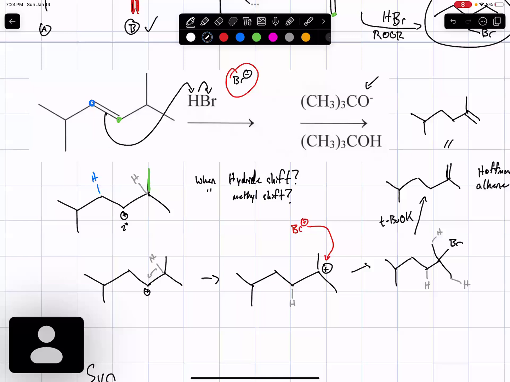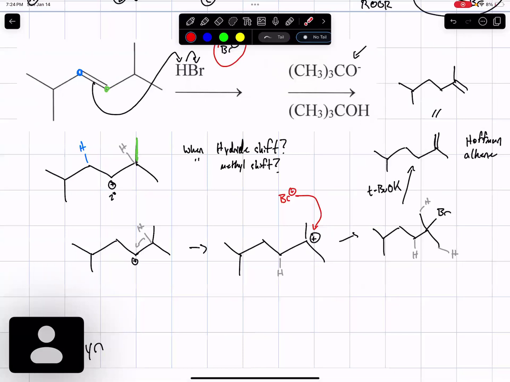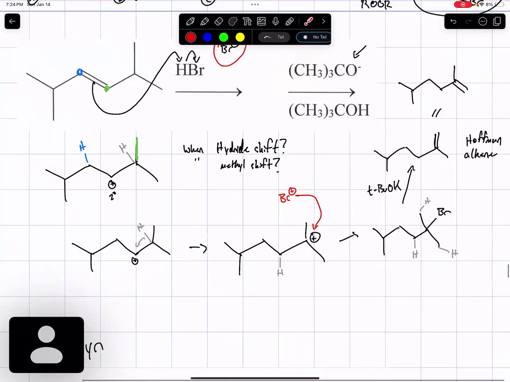So the point with this question is determining, okay, when do I hydride shift and when do I methyl shift? I hydride shift because I made the more stable carbocation, which allowed Br, our anion, to attack here. It attached. Once it attached, we treated it with a bulky base. We're going to pull off a hydrogen from an adjacent carbon. That adjacent carbon is either this one, or this one.